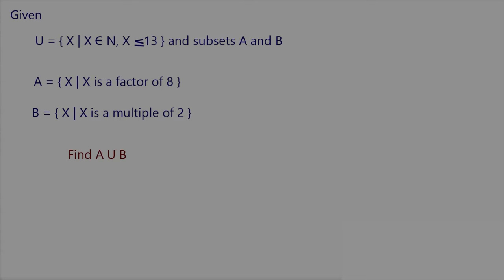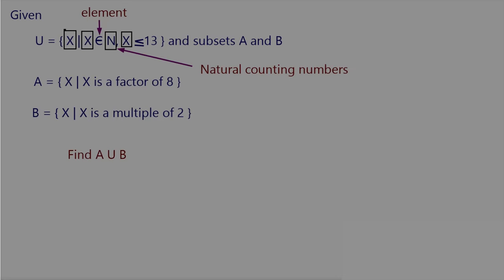For this section, we have a set U containing the limits for the sets A and B. X is an element such that X is an element of N. N represents natural numbers. And the value for X is less than or equal to 13. We can change set A from the set builder form into the listing form, and we want to find A union B.